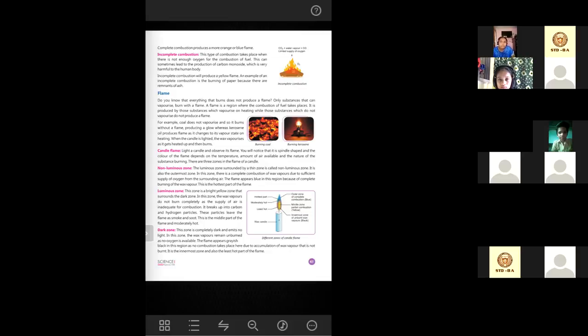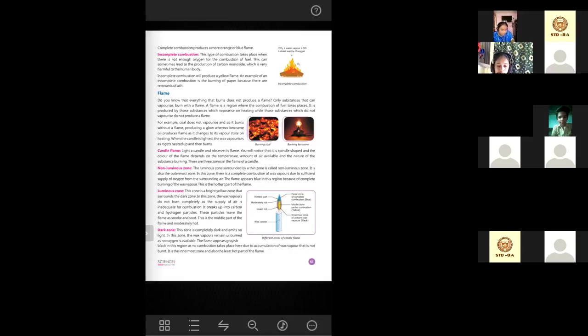And what is the color of this zone? What color can we see in this zone? Blue.